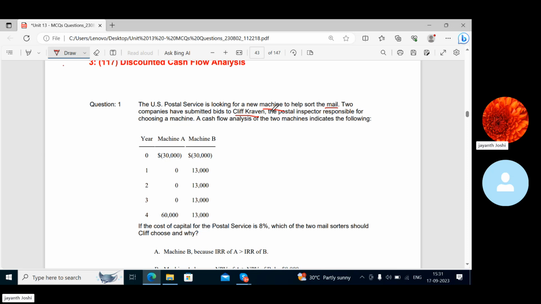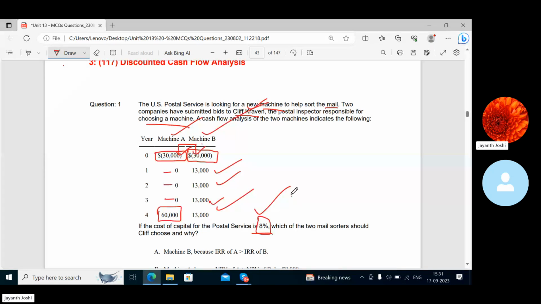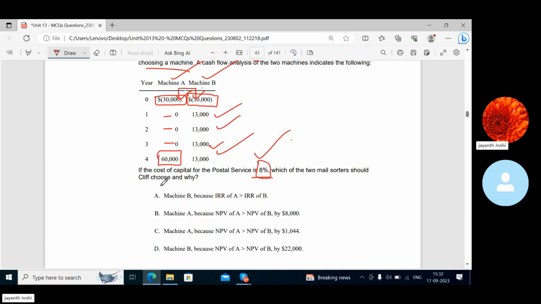They are now asking you, if the cost of capital for the postal service is 8%, that is the required rate of return, it seems. If you take that machine and generate some cash flows, some return, everyone will be expecting some return from an investment. And which of the two sorters should Cliff choose and why?